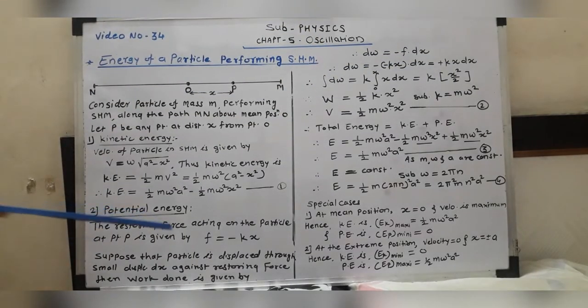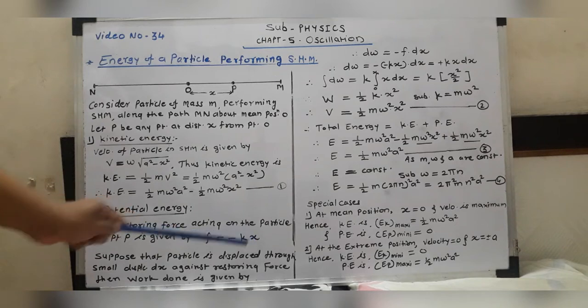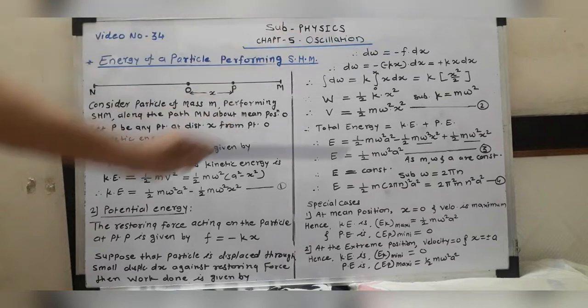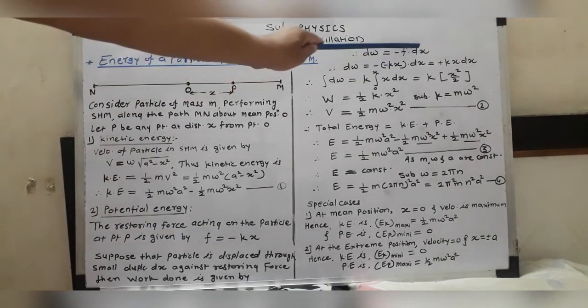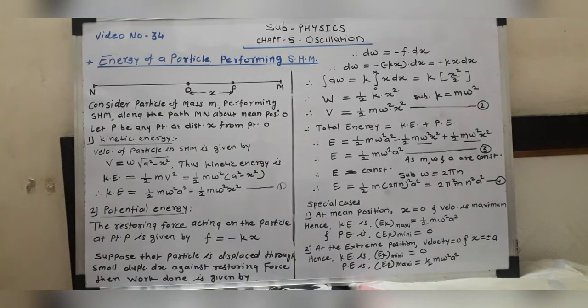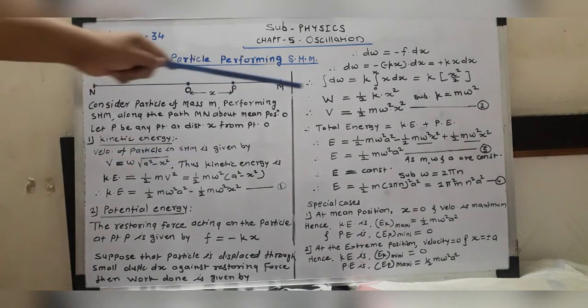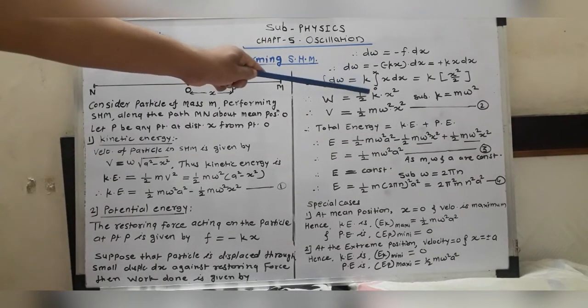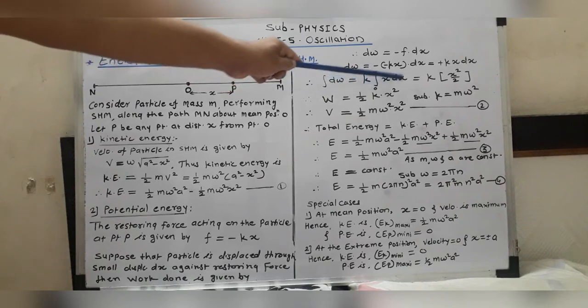Then substituting the value F is equal to minus kx, dW is equal to minus, the value of F, minus kx, into dx, and this minus minus becomes plus kx into dx. This is nothing but the work done. But we have to find out the total work done. To find the total work done, we can integrate this equation. We know this process. To find the total work done, we can integrate the above equation. Therefore, integration of dW is equal to constant k, integration from 0 to x of x dx.